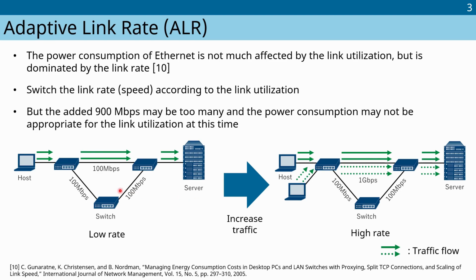When the traffic at this link exceeds 100 megabits per second, ALR switches its link speed to the high rate, 1 gigabit per second. But the added 900 megabits per second may be too many. The power consumption may not be appropriate for the link utilization at this time.